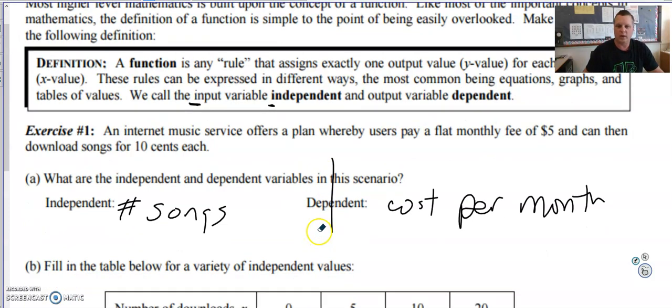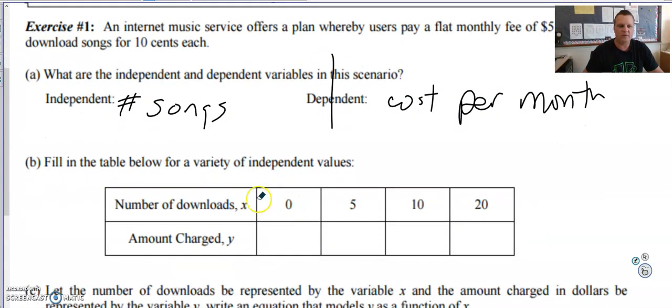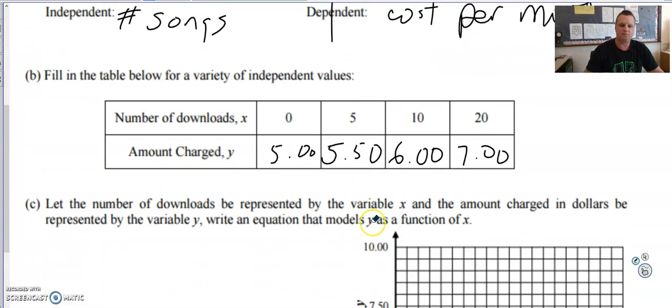So we are able to fill in the table for the variety of independent values. This one's pretty basic. It's 10 cents each. If I have 0 downloads, that's going to be $5 charged. If I have 5 downloads, 5 times 10 is 50 cents, so that's $5.50. 10 times 10 cents is $1, so an amount charged of $6. 20 times 10 is $2, plus 5 gives you $7.